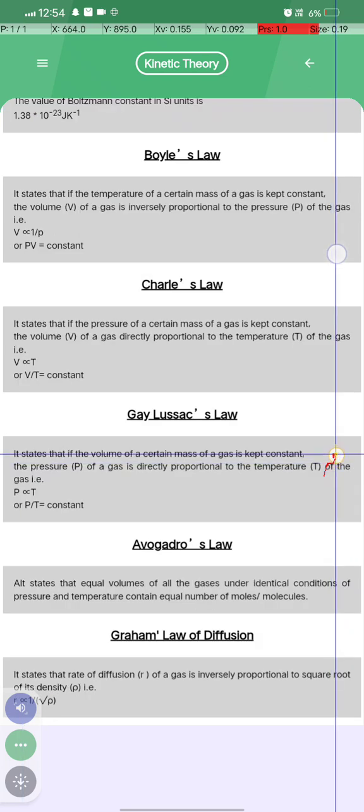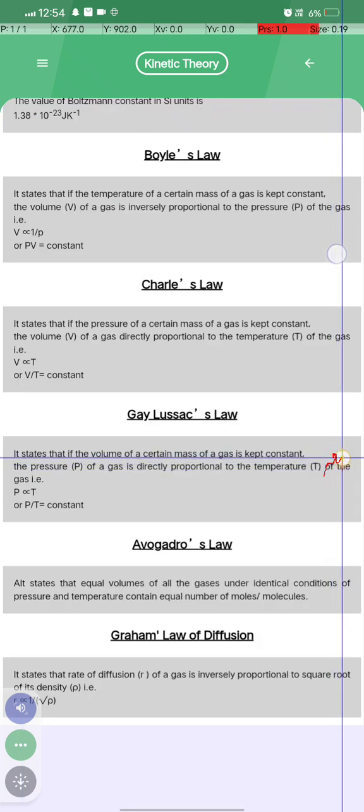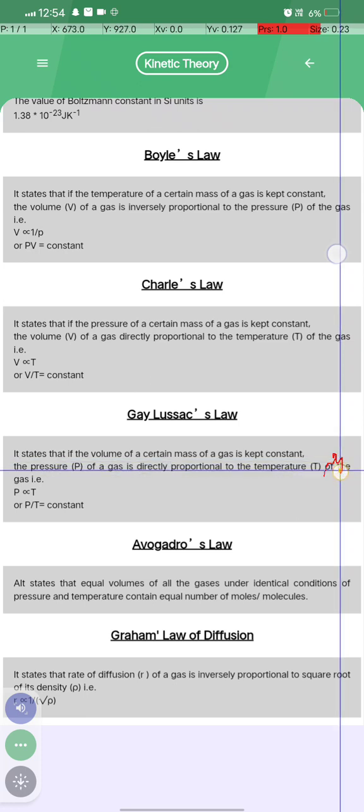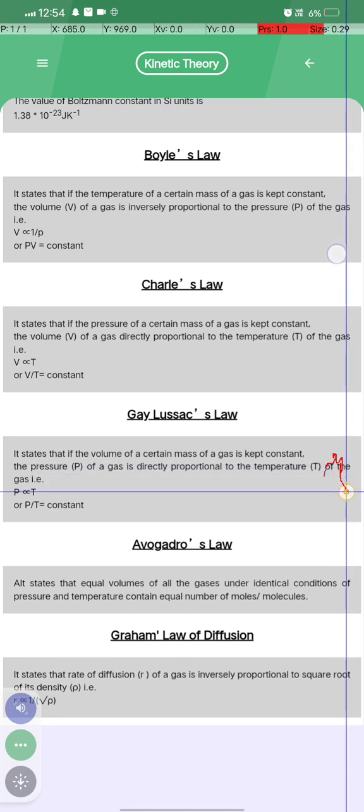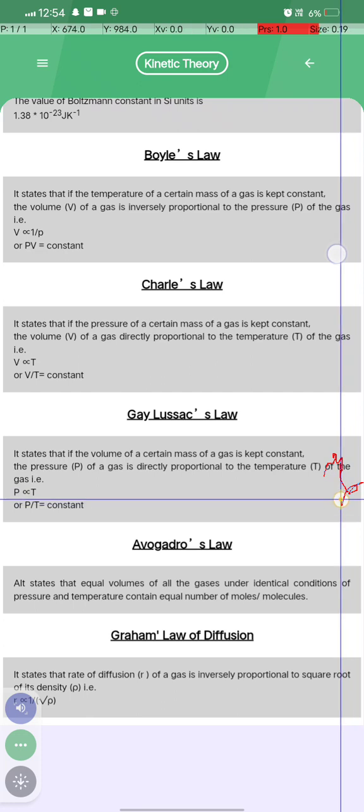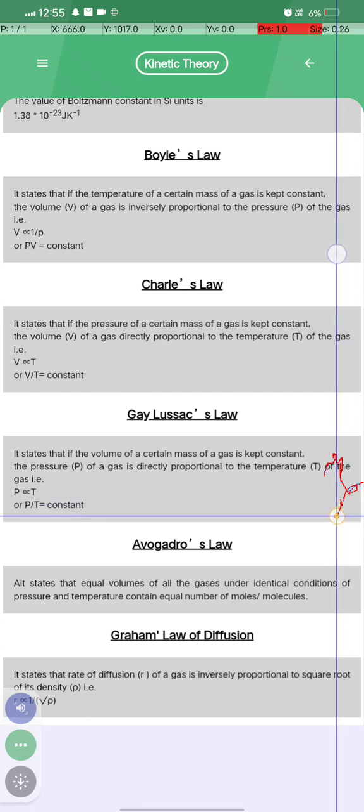Now we will learn what Gay-Lussac's law says. It states that if the volume of a certain mass of a gas is kept constant, the pressure P of the gas is directly proportional to the temperature T of the gas. That is, P is directly proportional to T, and P by T is equal to constant.